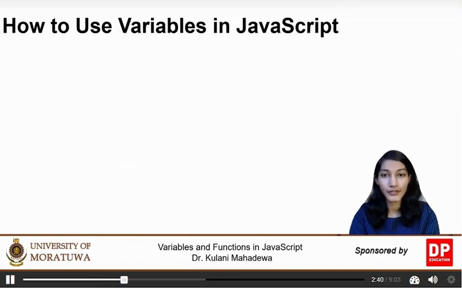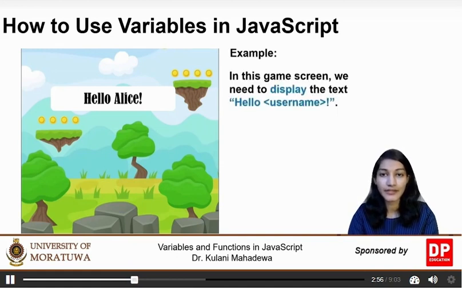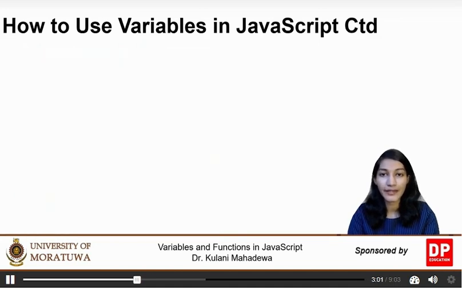Now let's see how to use these variables in JavaScript programming. To understand easily, let's take an example. Here we have a game screen. In that we have the text, Hello Alice. Now we need to do this using JavaScript. So the task here is to display hello, then username. We know that username changes depending on the logged in user. Generally, the user provides a preferred username.